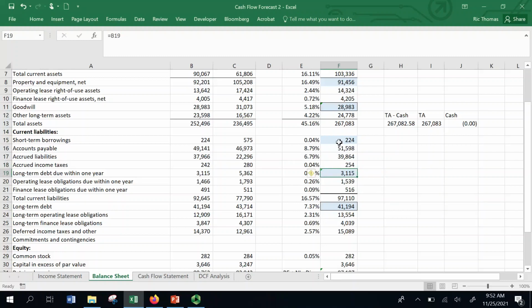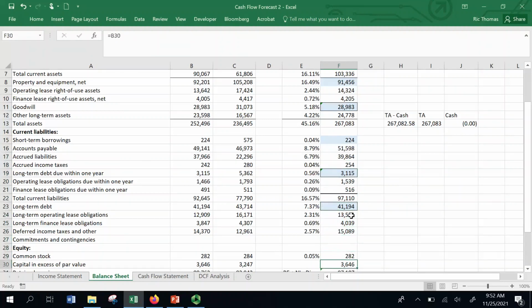Long-term debt, I'm keeping that constant as well. These are all ratioed relative to sales. So again, I'm using these 8.79, these 6.79 numbers and multiplying it times next year's sales. And so, this is ratioed, that's ratioed. So total current liabilities, that's just going to be the summation of all this. So I'll have that number. Long-term debt, I'm going to hold constant. These are all going to be ratioed. And so I can do all my liabilities. So those are all in there.